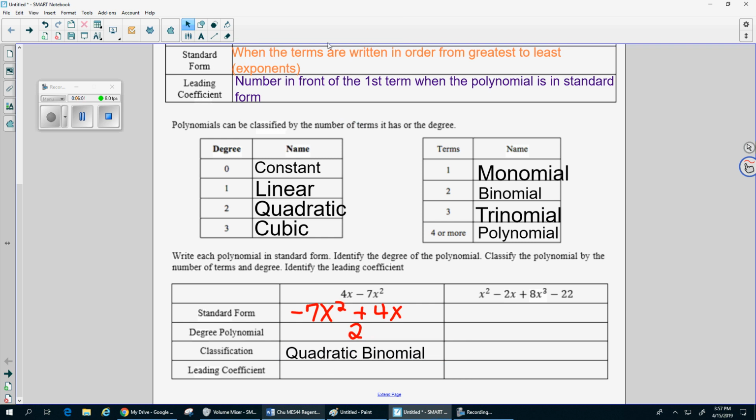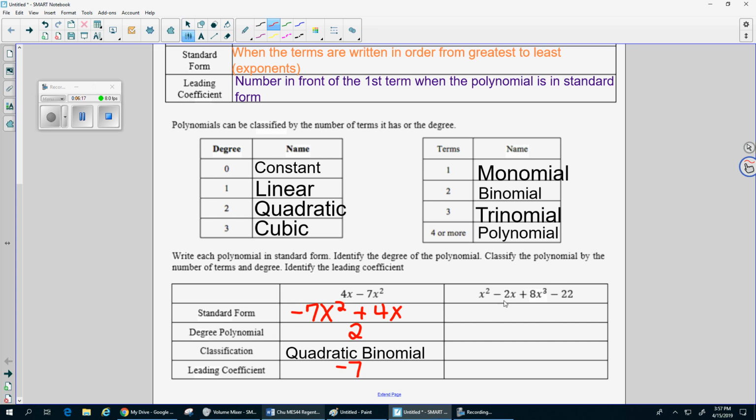The leading coefficient, since I already have my polynomial in standard form, it's really easy to identify. It's going to be my first coefficient, it's -7. So pause here if you want to try the next one on your own. Otherwise, we're going to keep on going.